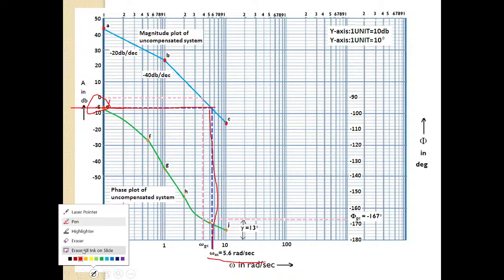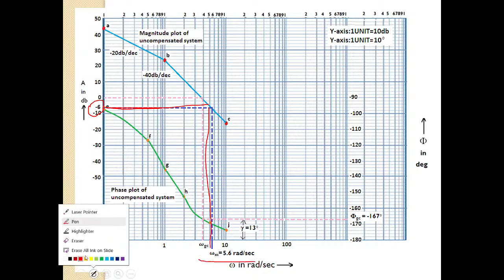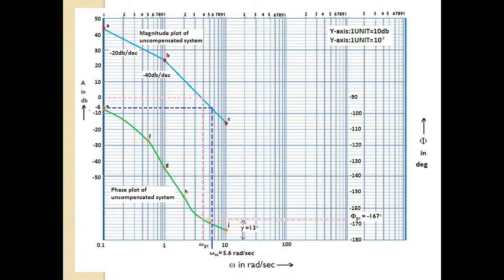Okay, so this is our A value of minus 6. So A value is minus 6 at omega equal to omega m. From minus 6, wherever minus 6 is there, draw a dotted line towards this magnitude plot. Wherever it intersects, from there draw a vertical line. Wherever it intersects the x-axis, that is our omega m. Okay, draw this dark blue dotted line, whatever you can see. So write down, locate this m, and this is A at omega equal to omega m.